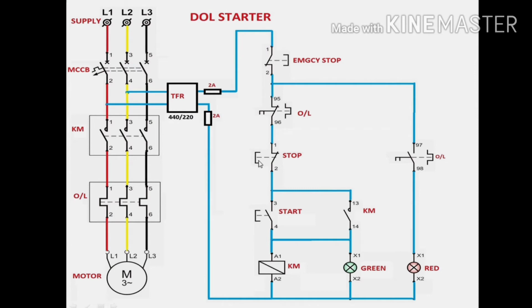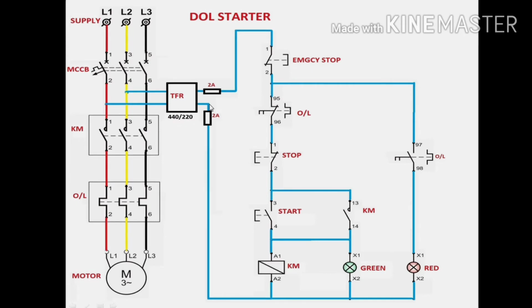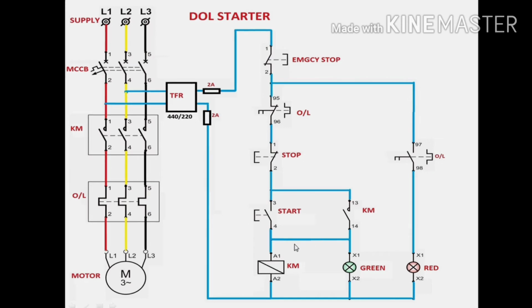This is a stop button which is normally closed. This is a start button which is normally open. This is the main contactor coil, and these are the contacts of the main contactor. This is the coil A1, A2. We know the transformer secondary is 220, which means this coil voltage will be 220 volts. This is the retaining contact for the coil of the contactor. After starting, the start button will release, therefore supply will be continuous through this contact.